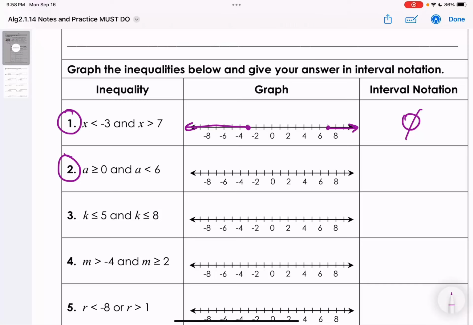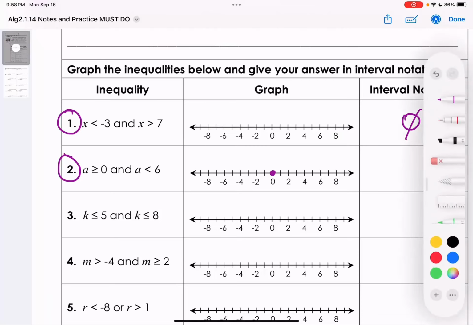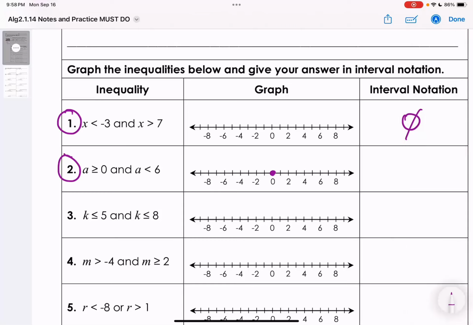The next one, x is greater than or equal to 0. By the way, up here, I should have put open circles instead of closed. I knew it wasn't going to work, so it didn't really matter, but it would have been open. But x is greater than or equal to 0, and x is less than 6. So the part where it overlaps right here is the part that we need. So you ignore all those other parts that are on there.